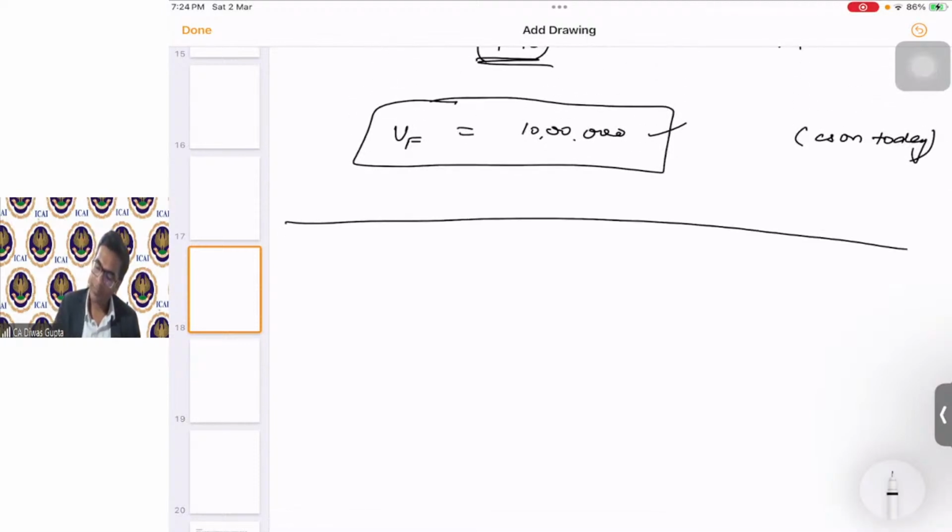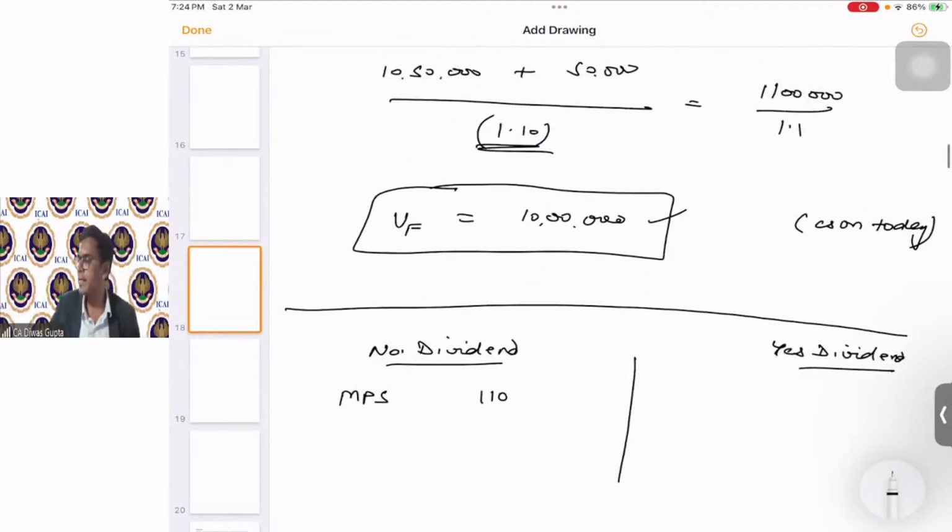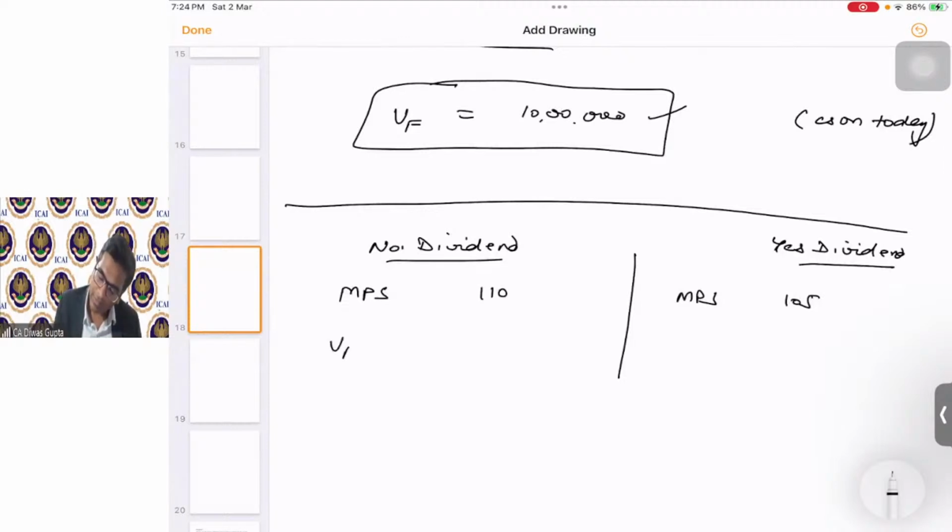Now, see. First case, we have taken no dividend. Second case, we have taken yes dividend. In case of no dividend, the market price per share was 110, correct? In case of yes dividend, the market price per share was 105. The value of the firm 10 lakhs, and here also the value of the firm was 10 lakhs.